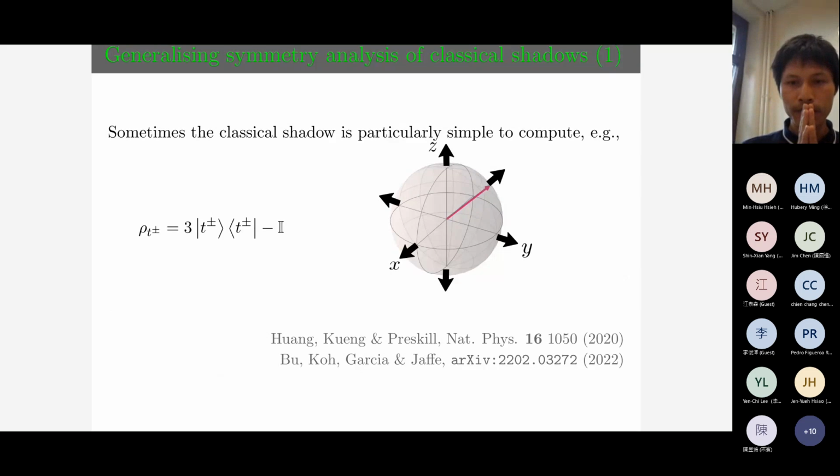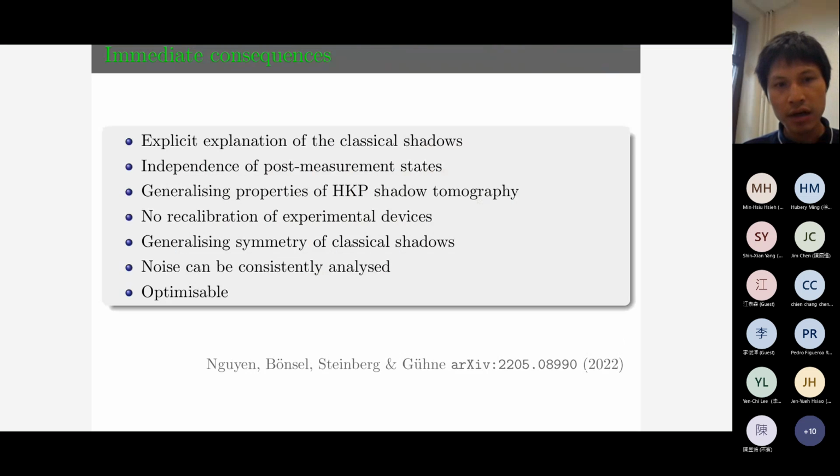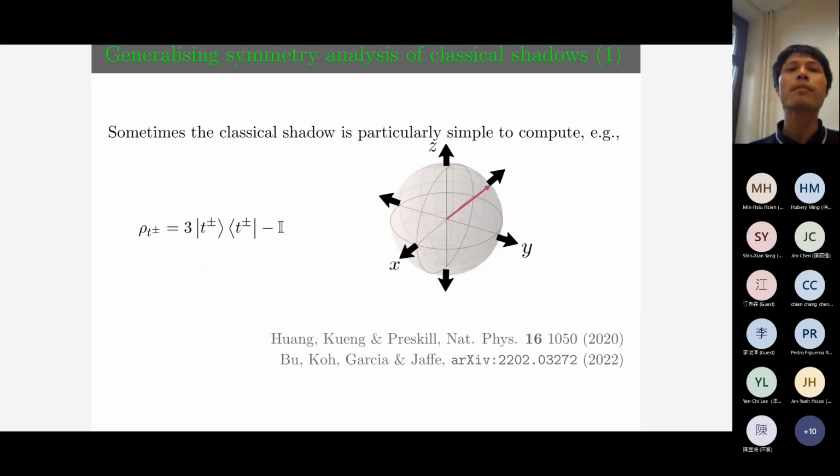Okay, first point. Now I'm going to describe some of the properties that I'm listing here, in particular the last three. First, the symmetry of classical shadows and how to understand it. Then I describe a bit of how noise can be analyzed, and lastly, I describe how optimization can be carried out. So first, symmetry of classical shadow.